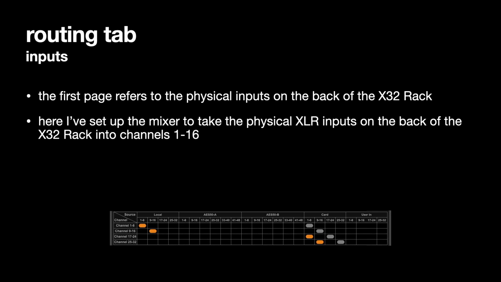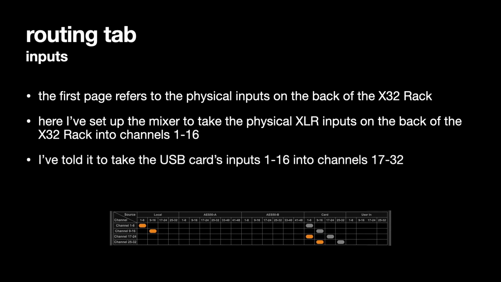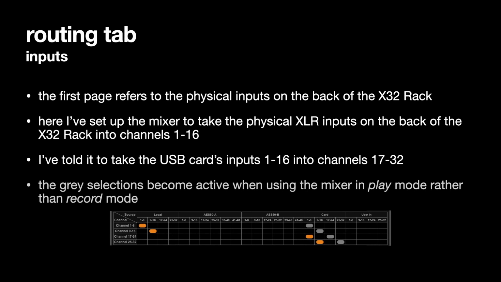What I've done then is I've just used 17 to 32, so its outputs 1 to 16 are on channels 17 to 32 on the USB card. The grayed out ones, card 1 to 32, are only available when you choose play mode rather than record mode. I'm always going to be in record mode, so just ignore them for the moment.